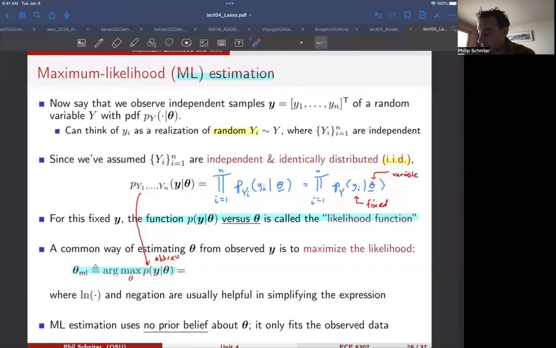And there's an easier way to formulate this, which is to, instead of maximizing this likelihood, maximize the log likelihood instead, because the log likelihood is equivalent from the perspective of maximization. So we have argmax over theta of the log of p(y given theta).